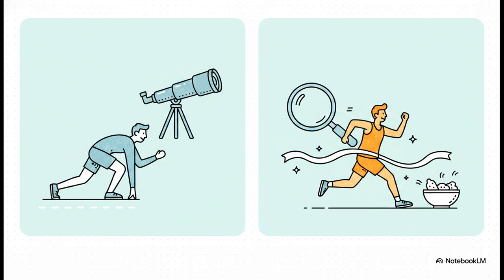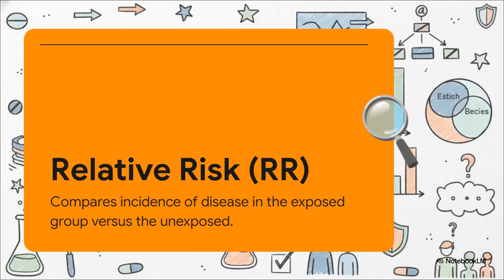Imagine a cohort study as standing at the starting line of a marathon and watching to see who actually finishes. A case control study is more like standing at the finish line, gathering up the runners and asking them what they ate for breakfast yesterday. When we're looking forward, we use relative risk to figure out how much more likely an exposed person is to get a disease. Because we're following people from a state of health straight into disease, we can calculate true incidence. It's really just dividing the incidence in the exposed group by the incidence in the unexposed group.